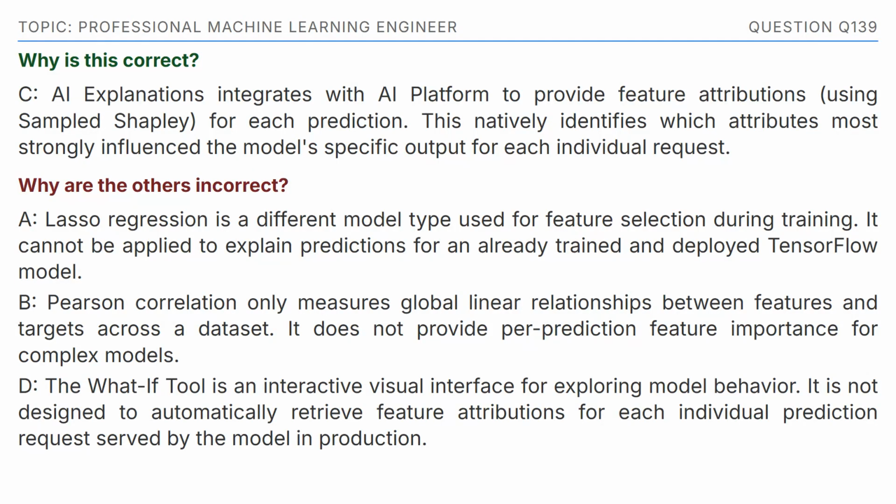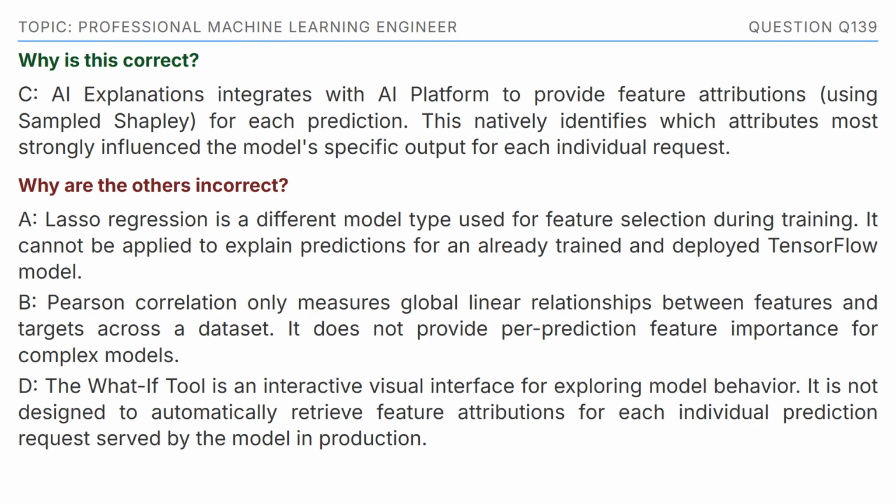Why is this correct? C. AI explanations integrates with AI platform to provide feature attributions, using sampled Shapley, for each prediction. This natively identifies which attributes most strongly influence the model's specific output for each individual request. Why are the others incorrect?